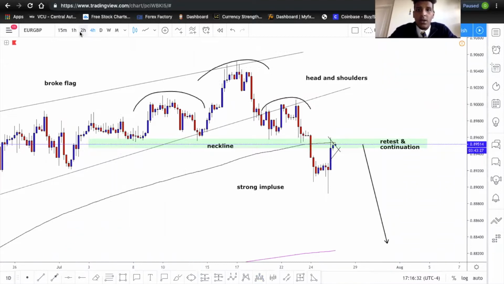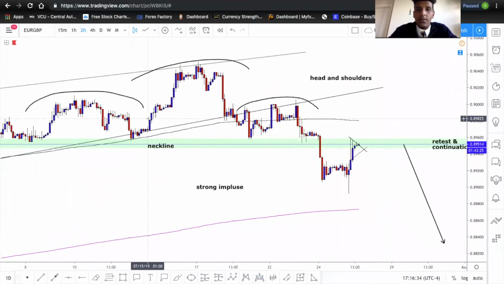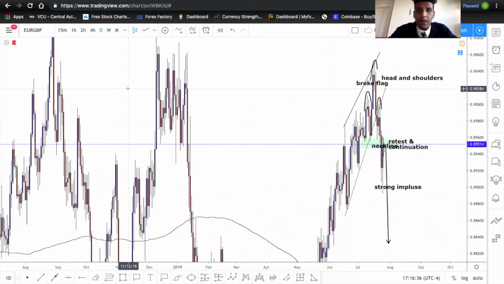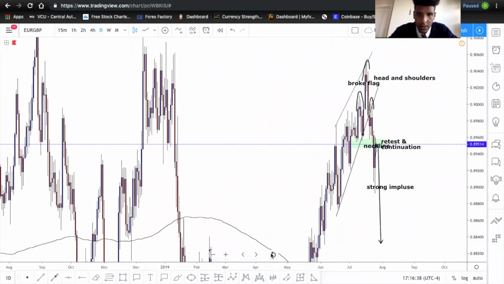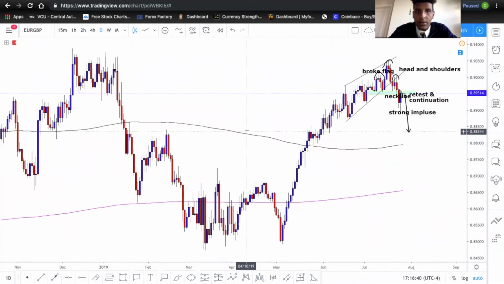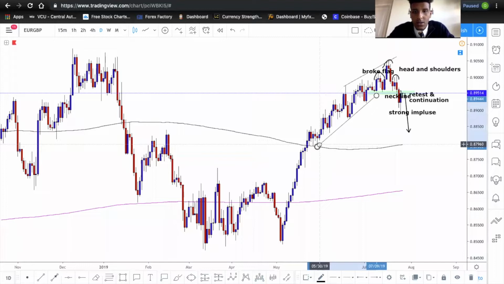All right, you guys. Targets. Target one would be the bottom of this channel, which initially started. Extend that out for you guys.